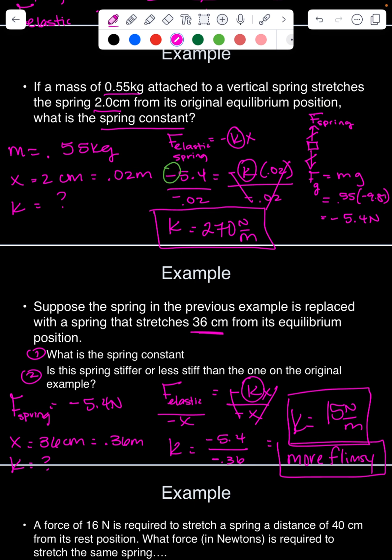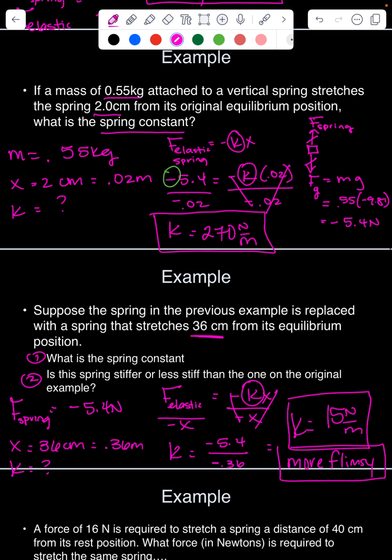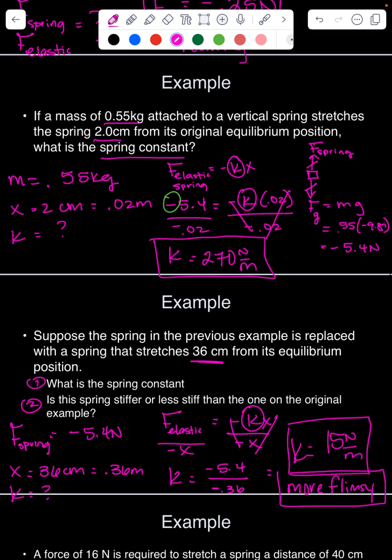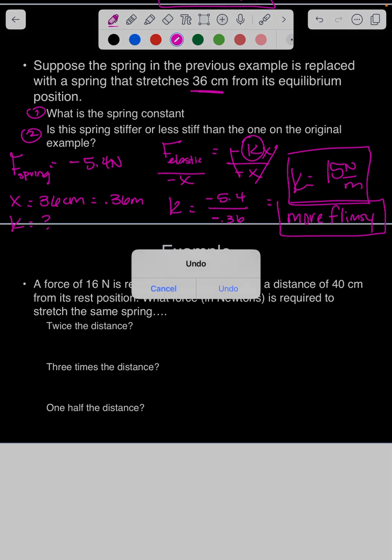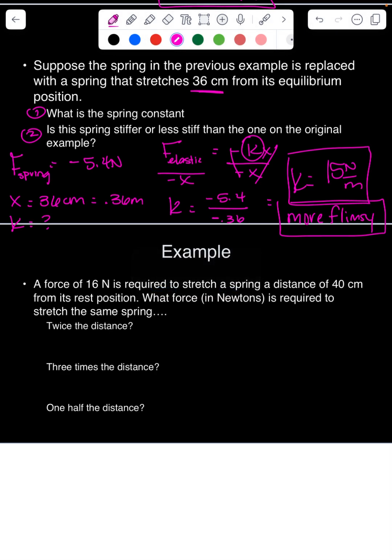All right, so if we are attaching the same mass to both of these springs, the first spring only moved 2 centimeters. This spring moved 36 centimeters. So that tells us that this spring is definitely more flimsy, less stiff, because it moved further. All right, and then we have our last one. This is kind of proving Hooke's law, all right, that relationship.